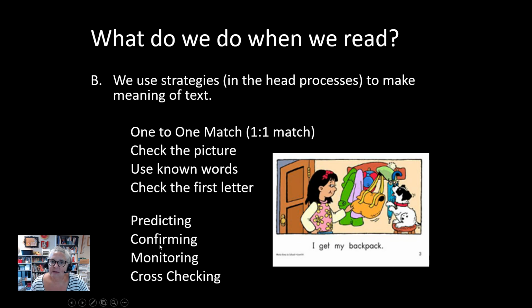Another strategy that we use is confirming. After you've said something, I get my book, you might want to confirm that. And you can confirm it by using the semantic cues, checking the picture. That doesn't look like a book. Or you could confirm it using the graphophonemic cues. Book would seem like it would be a lot shorter, b-ook, than that word. That word's really long. So confirming just means looking for new information.